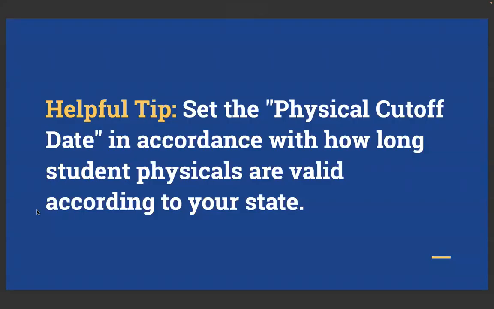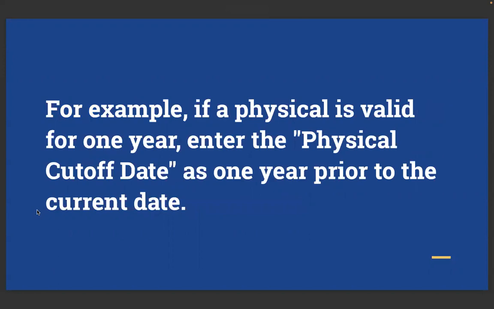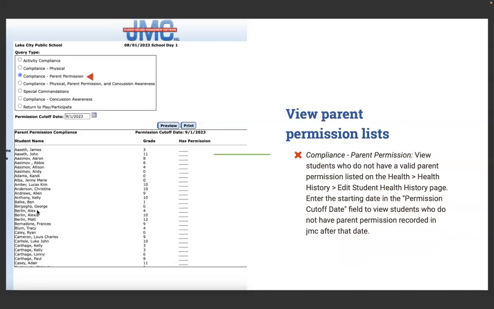Helpful tips: set the physical cutoff date in accordance with how long student physicals are valid according to your state. And that's kind of what I mentioned before. So for example, if a physical is valid for 1 year, you'd go back 1 year from the current date to enter that valid cutoff date.